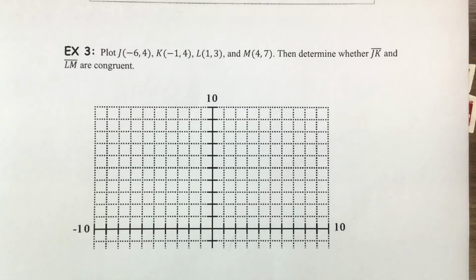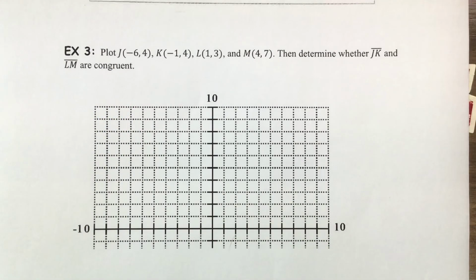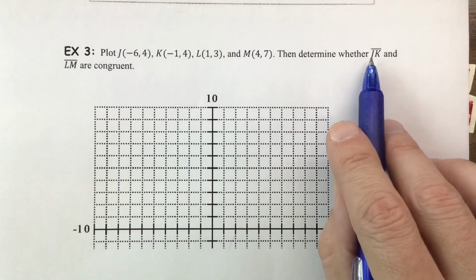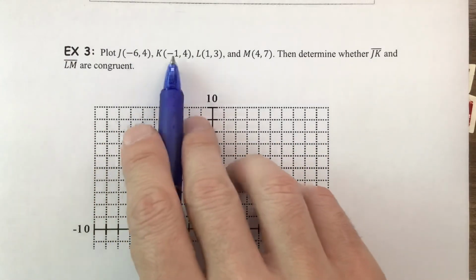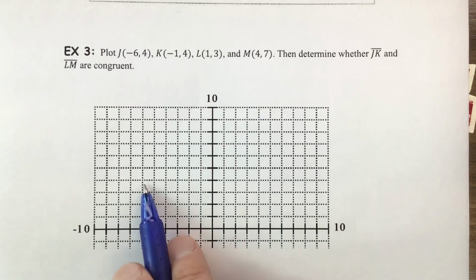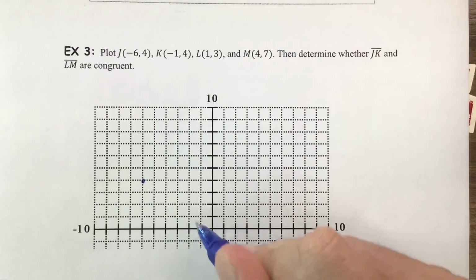In example 3, we're going to plot 4 points so that we can make 2 segments. We're then going to look at those segments and determine whether or not they are congruent. If they are congruent, we'll write a congruent statement for those as well. So point J is going to connect to K. We've got -6, 4, so that's J, and then K is at -1, 4.